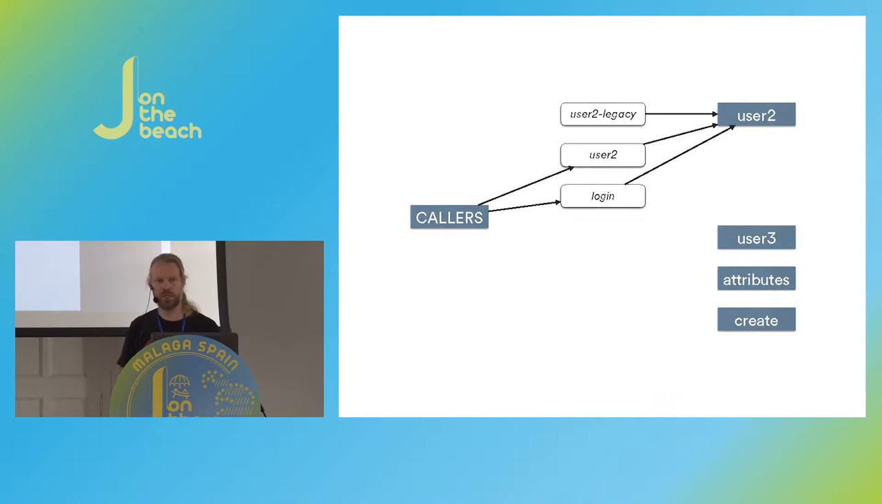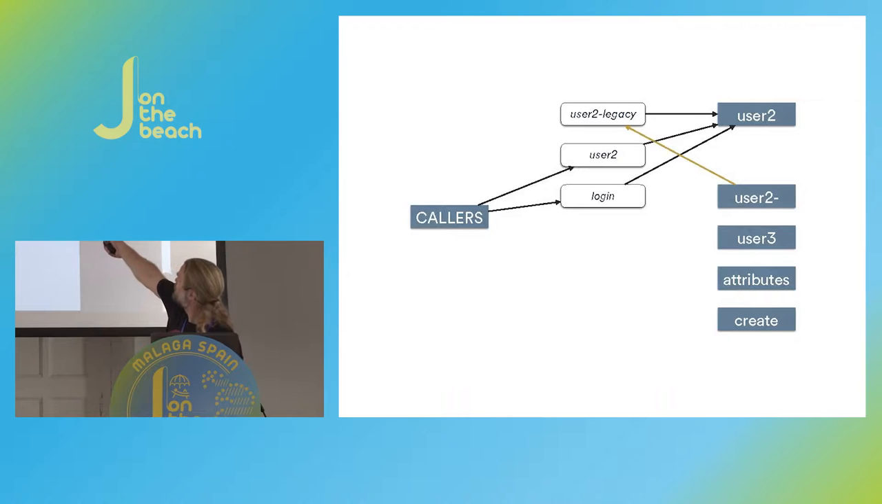Their plan is to have user 2 register a new discovery name, user 2 legacy. Nothing is going to call that. Then they create, oh, that should say user 2 proxy. So they create another backend service that's called user 2 proxy. And then they have user 2 proxy register user 2 and login as well.